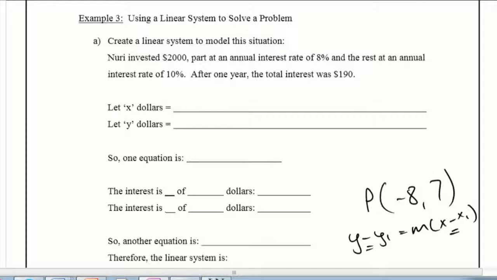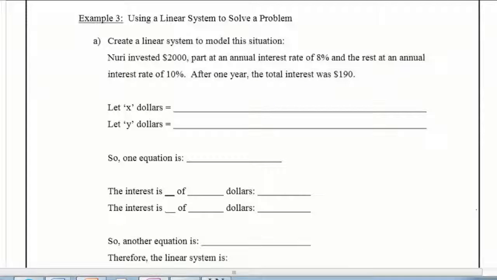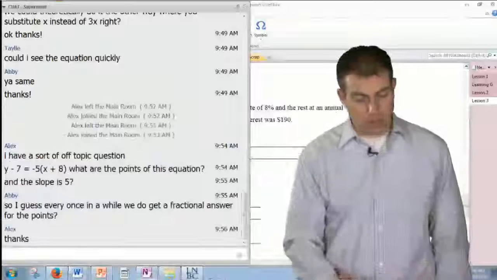Yep, Alex, you're right. Slope is not positive 5, but negative 5 because you have that negative m there. And that's another good point, Abby, as well.